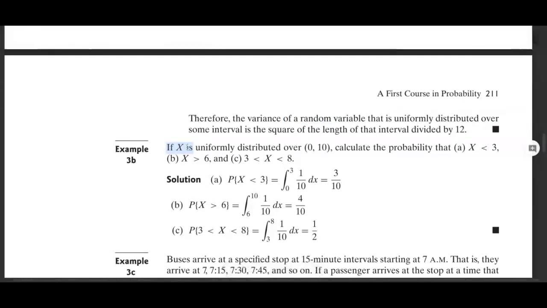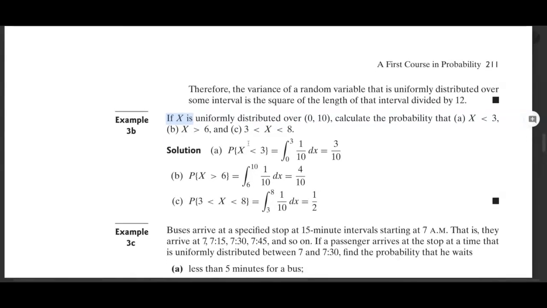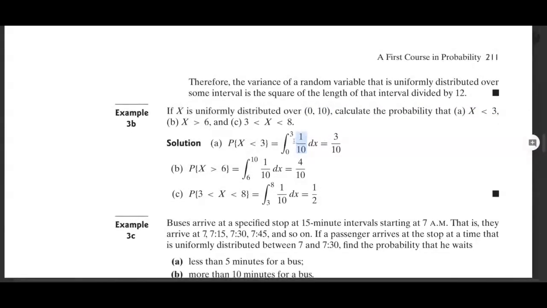Let's see this example. Uniform random variable X over 0 and 10. We want to calculate the probability of the random variable being less than 3, greater than 6, and in between 3 and 8. Less than 3 means going from 0 to 3 because we started from 0. And the uniform density is 1 over beta minus alpha, 1 over 10 minus 0, which is 1 over 10. Anti-differentiate, so this is 1 over 10 times 3 minus 0, right? So it's 3 over 10.